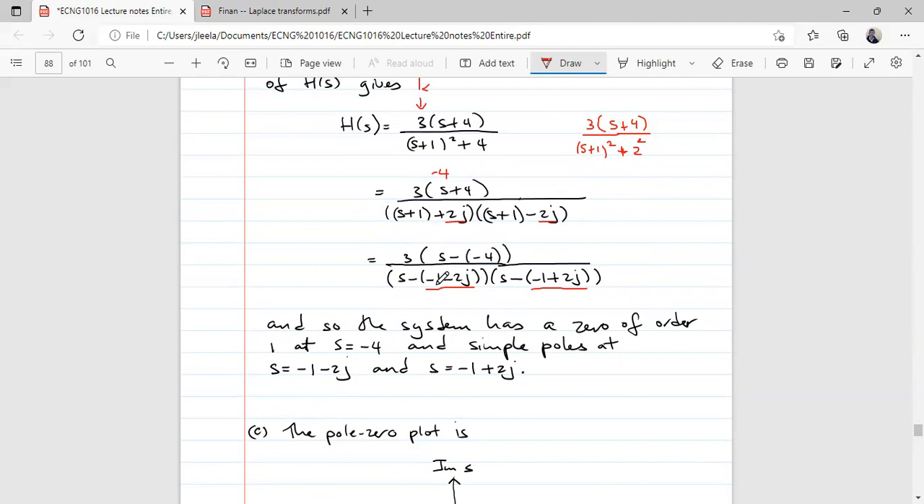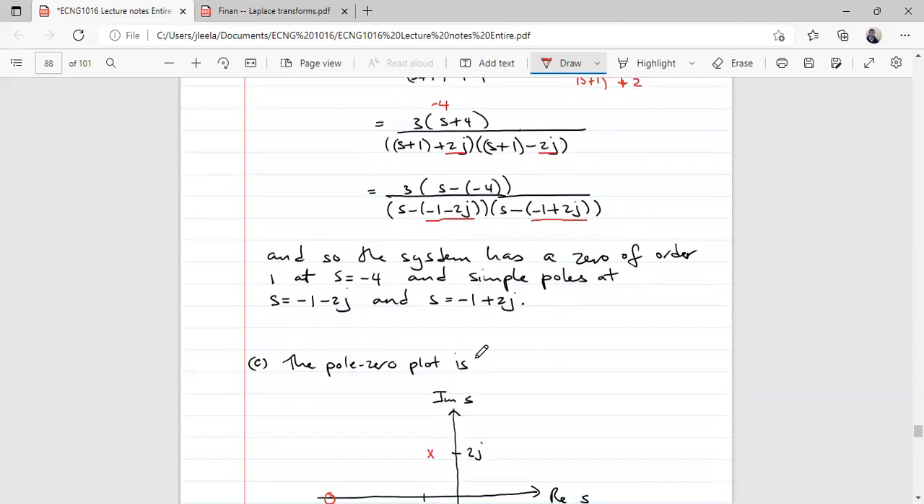And if you put s equal in the denominator here to be minus 1 minus 2j, this will be 0. And similarly on this side, if you put minus 1 plus 2j, this will be 0. So you'll get a pole here and a pole here, and the order of both poles are 1, right? So both of them are simple poles, right?